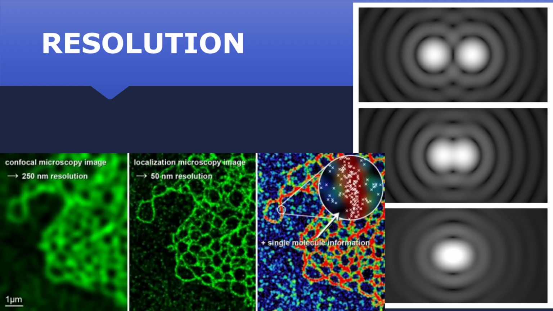Resolution is the ability to distinguish two close points as separate. Higher resolutions reveal finer details. Notice how the lower resolution image on the left looks blurry. This is because the points have to be farther apart before we can distinguish them.